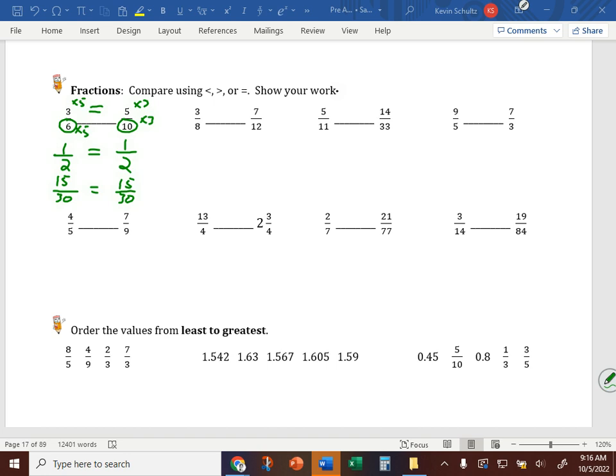Nolan? Less than. Why less than? Because 7/12 is greater than 3/8. Right? No, 3/8 is less than 7/12. And how do you know that, Nolan? Don't know. Oh, you just know? Well, for those of us that don't know, that need an explanation, I need a defense.